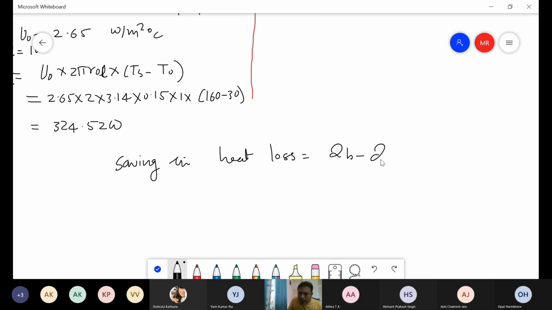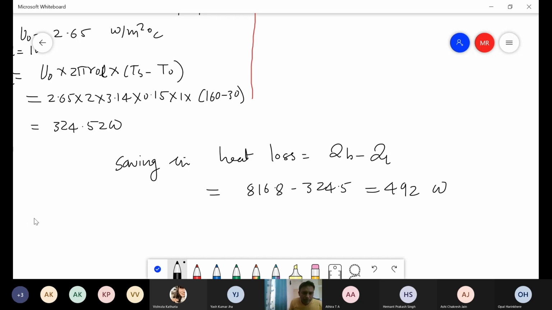Q bare minus QL, isn't it? So that Q bare is 816.8 minus 324.5, isn't it? So around 492 watt something you should get. Are you all getting the same? Yes, sir. Yes, sir. Now this is given in a watt. We wanted to convert back into rupees, isn't it? Ultimately, we are looking at the rupees, correct?